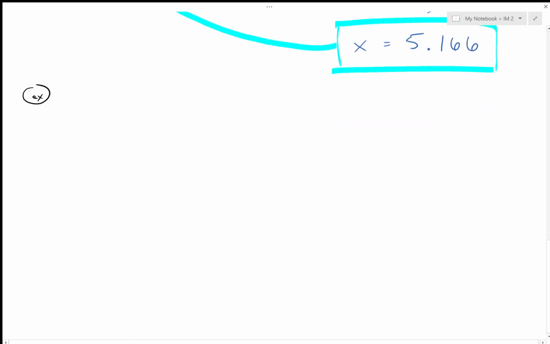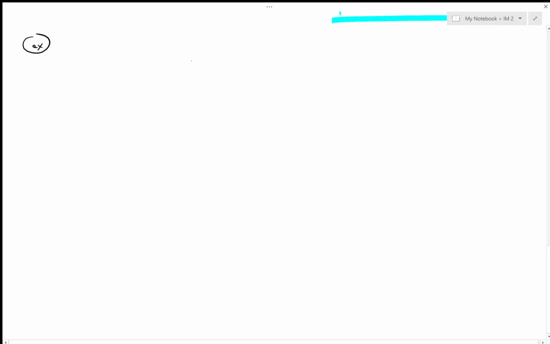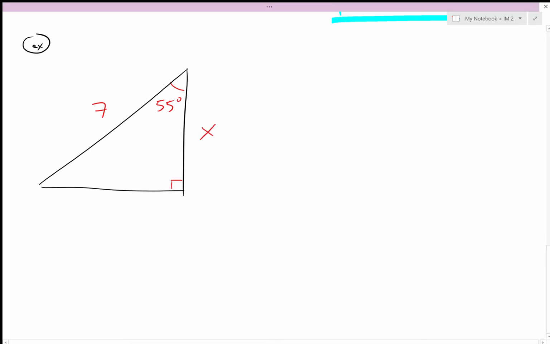So, for example, we want to go ahead and solve for x. It's another right triangle, because remember trig only works on right triangles. They've got it marked off a 55-degree angle, 7 here, x here, and that's all they give us. So we want to find out what x is. The way to start this, mark off your angle. That is your theta. That symbol's theta. And let's label the sides.